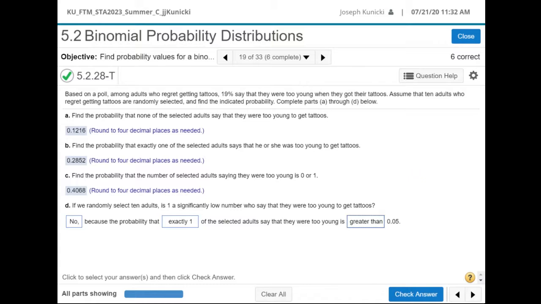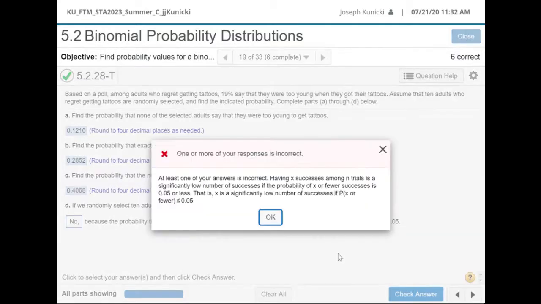See, they're giving you the limit. The limit's 5%. So I look at part B and it says 0.2852. That's much greater than 5%, so it can't be significantly low. Oh, what did I do wrong here?